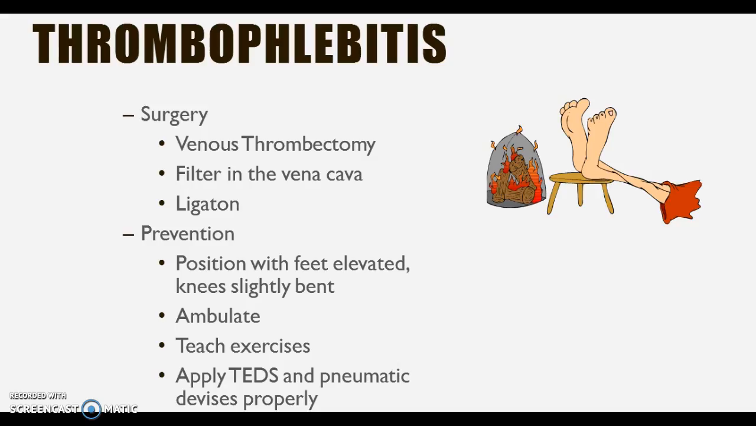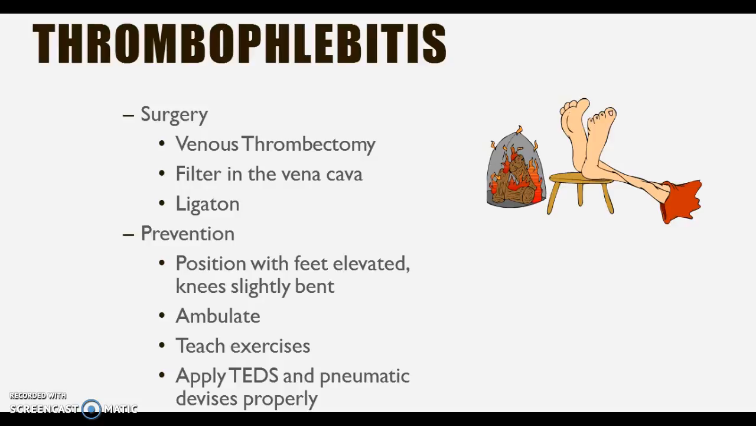For treatments, we can do surgery, we can do a venous thrombectomy depending on how large the clot is and where it is, where they actually go in. We talked about this when we talked about cardiac catheterization, but they actually go in and they do like a roto-rooter and they suck out the blood clot. This is going to be the same nursing interventions as when we did our cardiac cath.